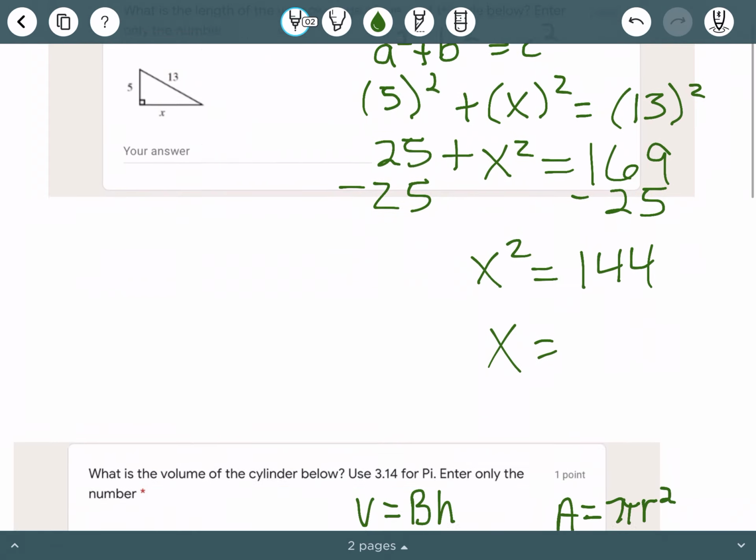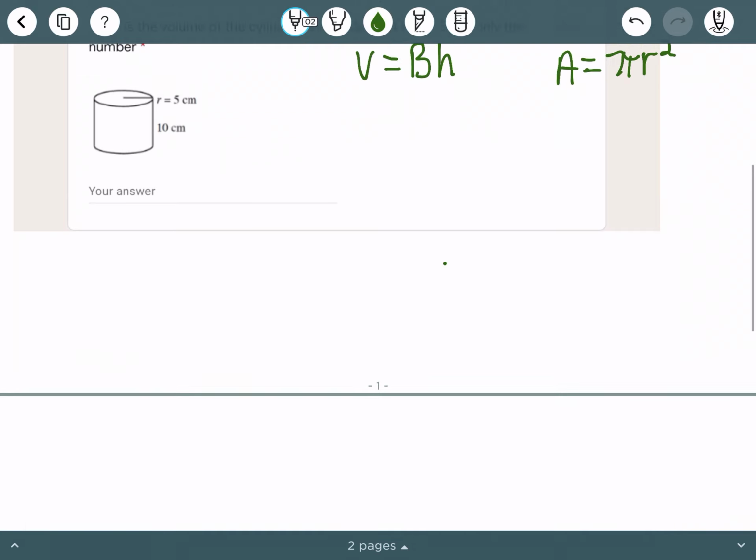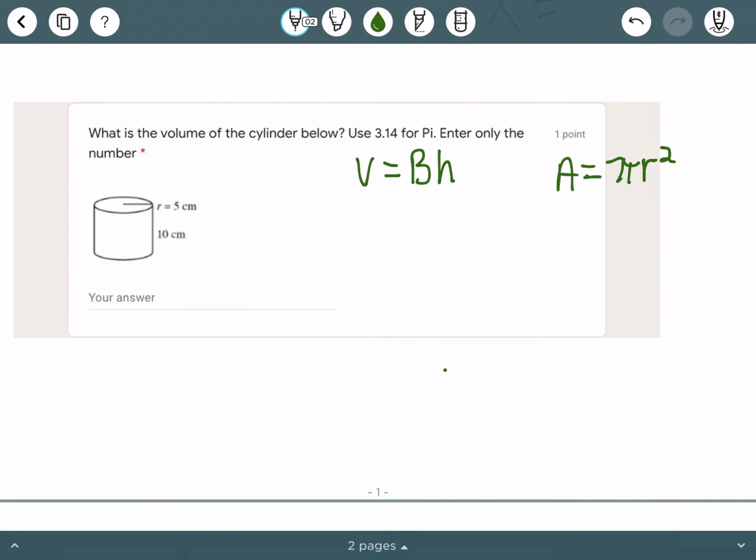All right, on to the next one. Number 2 asks us to find the volume of the cylinder, and it does tell us to use 3.14 for pi. The volume of a cylinder is going to be area of the base times height. Make sure that you know this capital B stands for area of the base. So let's start there. Since the base of our cylinder is a circle, we're finding the area of this circle.